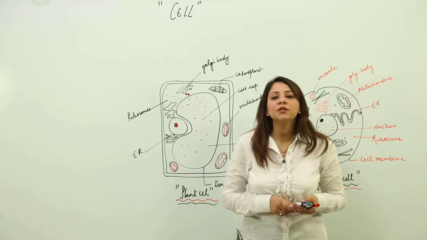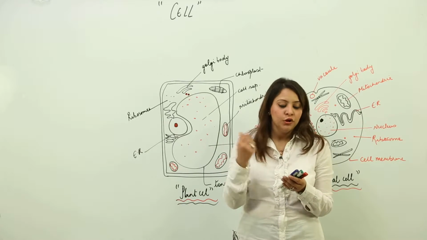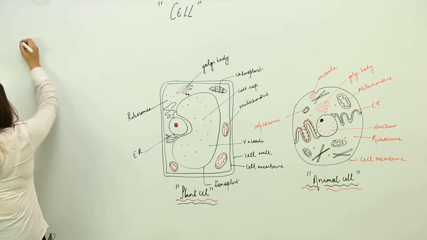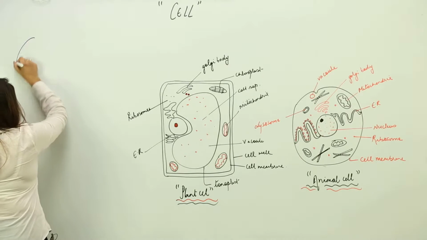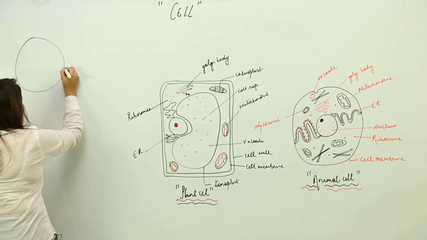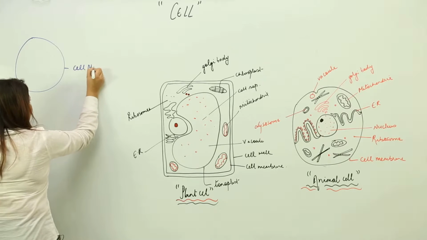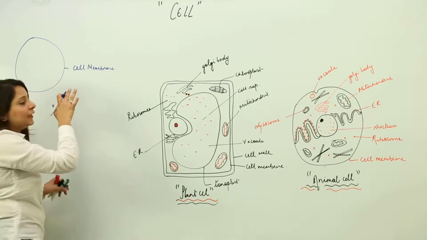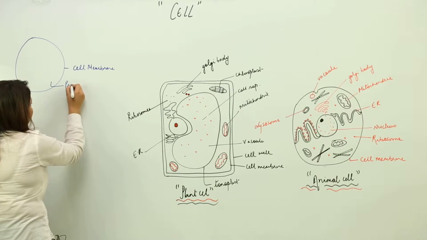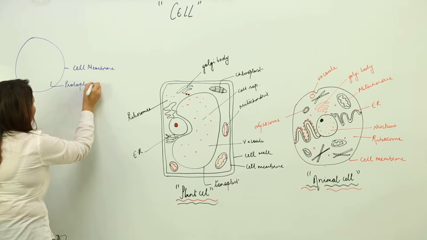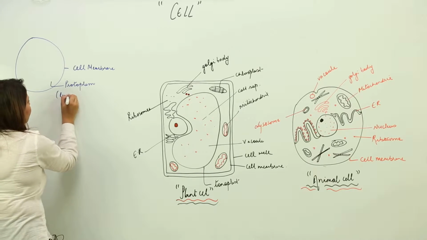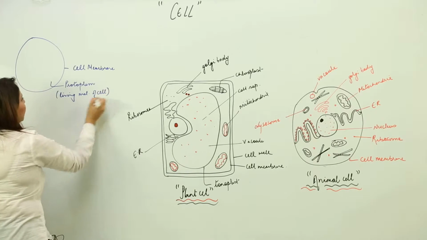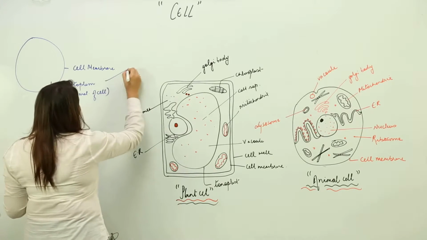Now we are going to start with the basic structure of the cell. When we talk about the components of a cell, what do we have actually? We know that a cell is made up of a cell membrane, and everything that it contains inside is called protoplasm. What is protoplasm? It is the living material of the cell, which is divided into two parts.